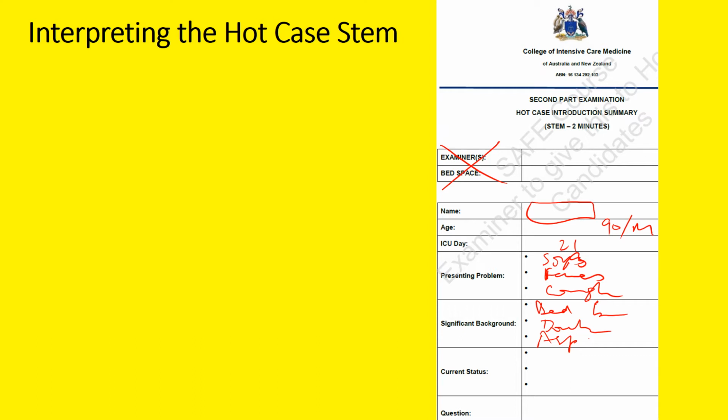Something like that. The current status, he's orotracheally intubated. He has multi-organ failure with cardiac, respiratory, skin, bones, muscle, everything under the sun, bone marrow, everything is gone. And the question is, how are you going to progress him further? Now, what are the inferences you can make from this stem? Firstly, what is a 90-year-old man doing in the ICU? Second, especially, what is a 90-year-old man with all of these problems doing in the ICU? Thirdly, what is he doing on day 21 in the ICU?